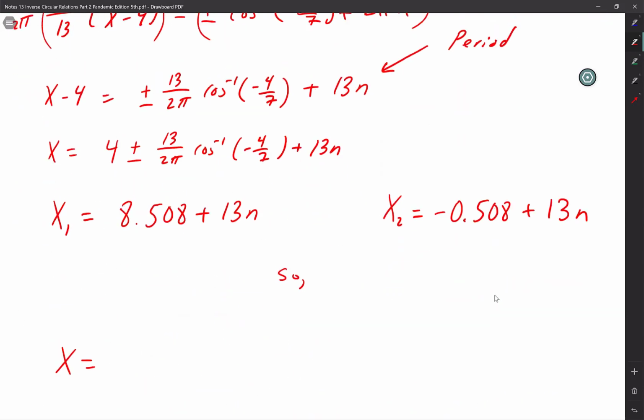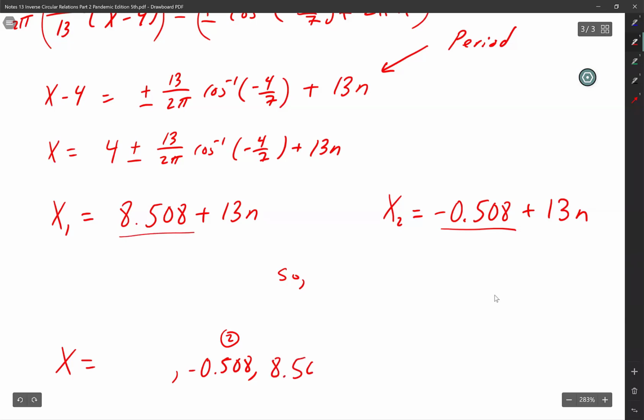So the first one that I get, I'm going to leave some space. The first one that I get is this one, negative 0.508. The next one that I get, this is coming from x2, so the second equation. The next one I get is that one, 8.508. That's coming from equation 1. The next one is coming from equation 2, just add 13. So I got my little calculator here on the side, negative 0.508 plus 13, and I get 12.492. And then the next one's going to come from equation 1, so 8.508 plus 13, that's 21.508.